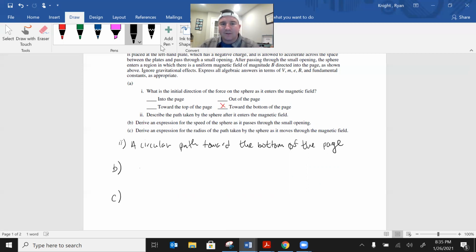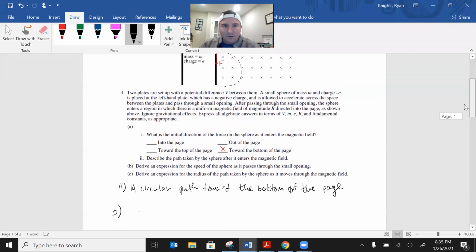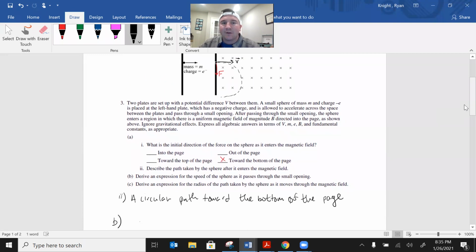Derive an expression for the speed of the sphere as it passes through the small opening. As the sphere passes through the opening, it's gaining kinetic energy as it moves across our potential difference. So this actually has nothing to do with a magnetic field. It's just a parallel plate capacitor, and we are accelerating our charge across.